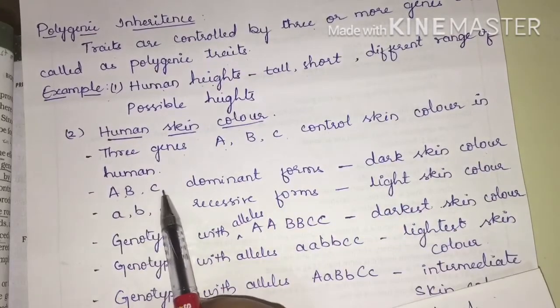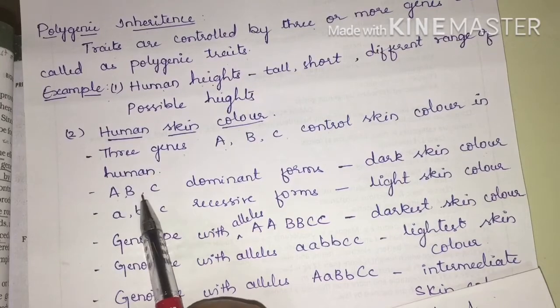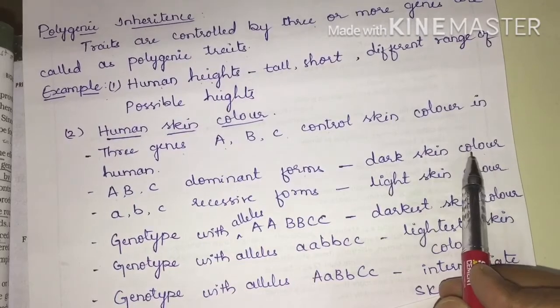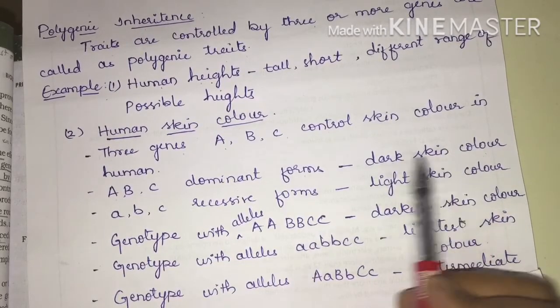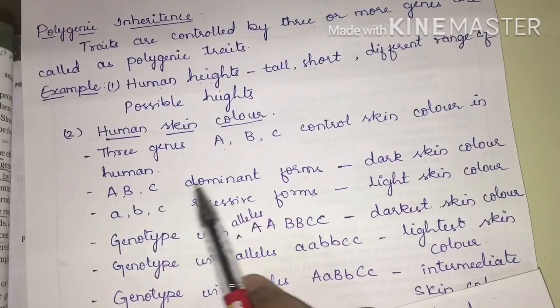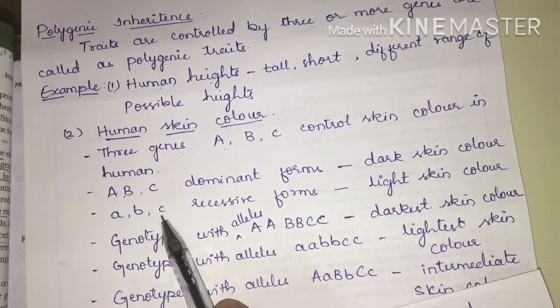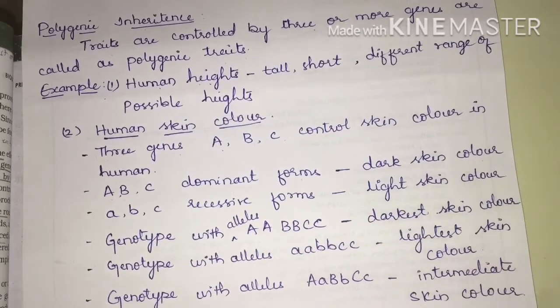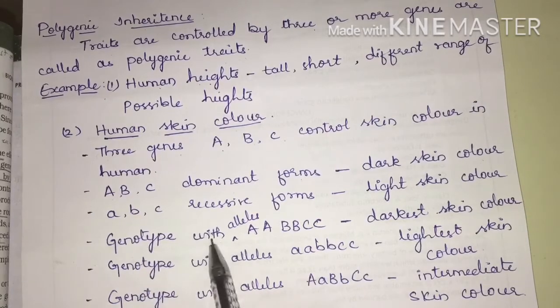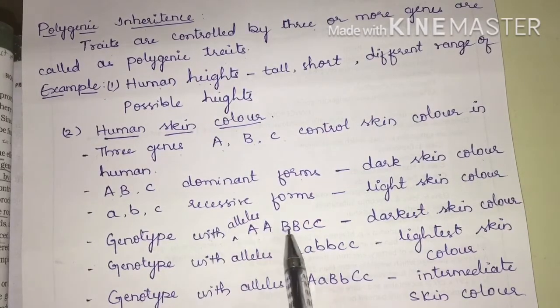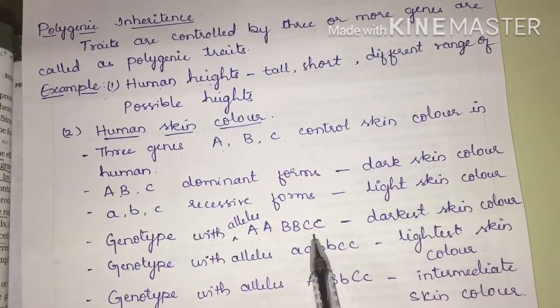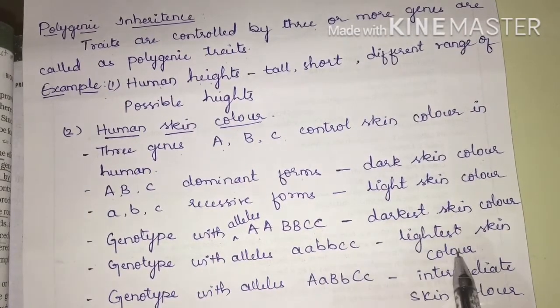If capital A, B, C all are in capitals, these are dominant forms, this gives dark skin color. Okay, if there is a dark skin color, that individual will be having all dominant forms. A, B, C, that is recessive condition. These are recessive forms, those will be having light skin color. Genotype with alleles, capital A, capital A, capital B, capital B, capital C, capital C, this will be having darkest skin color. If genotype is this, darkest skin color. If genotype with alleles like this, it is lightest skin color.